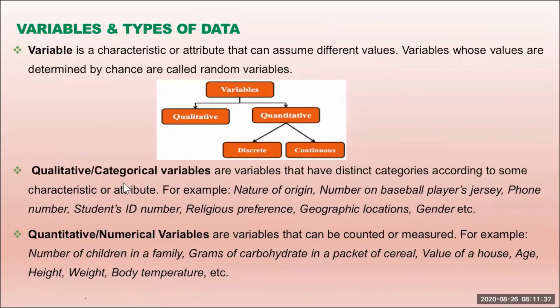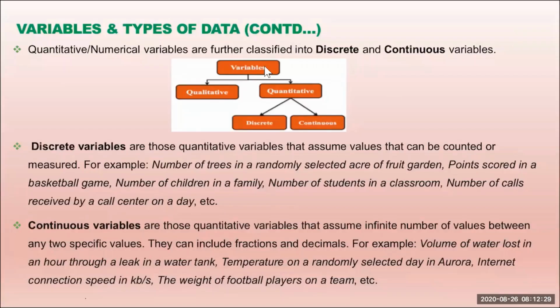So here in this slide, we defined variable and we saw that the variables are of two types. Qualitative, they are also called categorical, and numerical or quantitative variables. So those are the two different types of variables. Now, quantitative variables, or the numerical variables, the numbers, can be of two types, discrete variable and continuous variable. Discrete and continuous, these are the two types of quantitative variables.